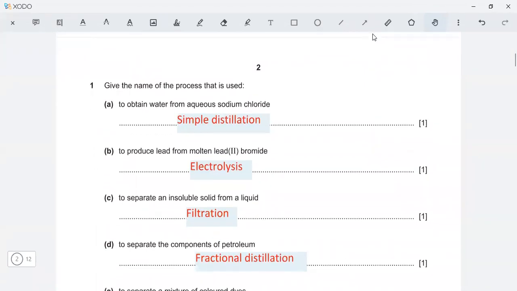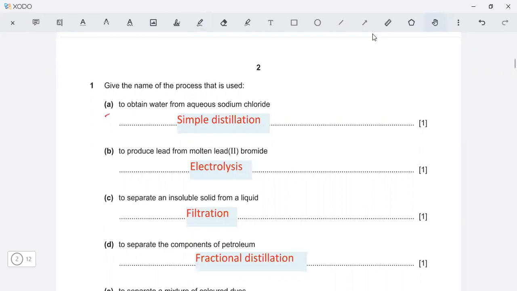Question number 1. Give the name of the process that is used. A. To obtain water from the aqueous sodium chloride. So the first question is about the process to be written. Clear? So you can just give an answer to these questions. What is the name of the process that is used to obtain water from the aqueous sodium chloride, I mean from salt water.